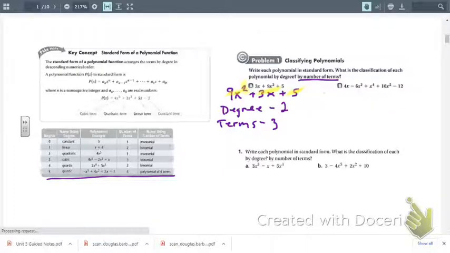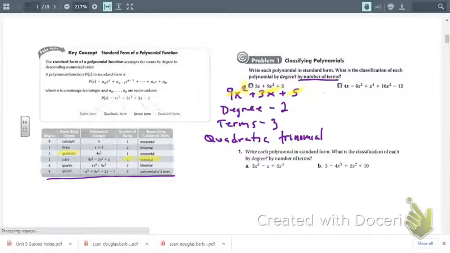Now I'm going to come over to this chart. A degree 2 is called a quadratic. So this polynomial is quadratic. And then it has 3 terms, and 3 terms means it's called a trinomial. So in part A we have a quadratic trinomial. Okay.